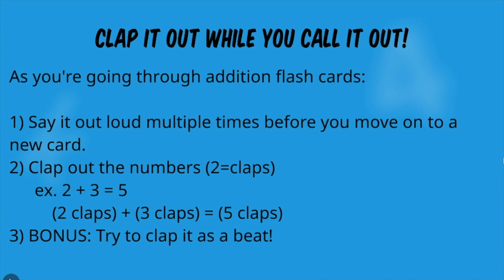Along with that, you can clap out the numbers. For example, the number 2 would translate into 2 claps. So here's that problem: 2 plus 3 equals 5. You could clap it out: 2 claps plus 3 claps equals 5 claps. To spice it up, you can add another factor by trying to add in a beat. With this one, it's just to have them physically involved with the learning, and repetition.